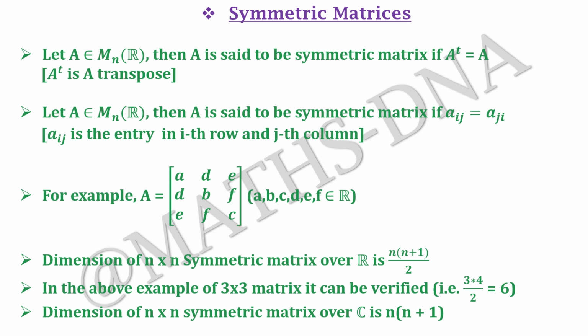You might also note down that the dimension of an n cross n symmetric matrix over C, the set of complex numbers, is n into n plus 1.